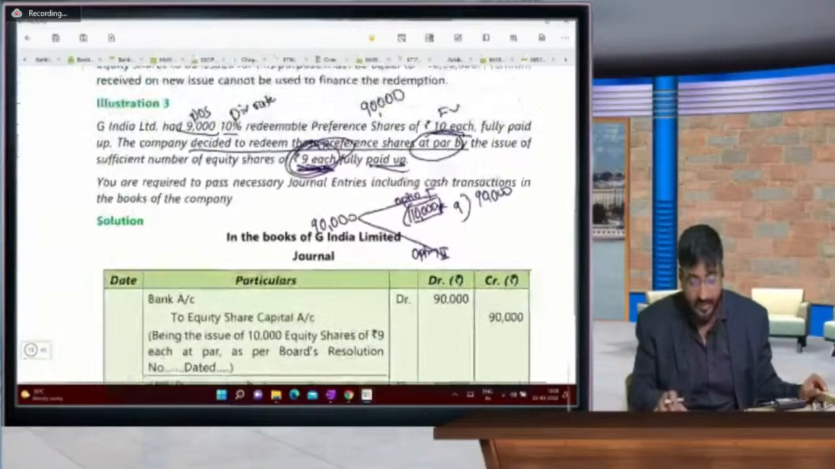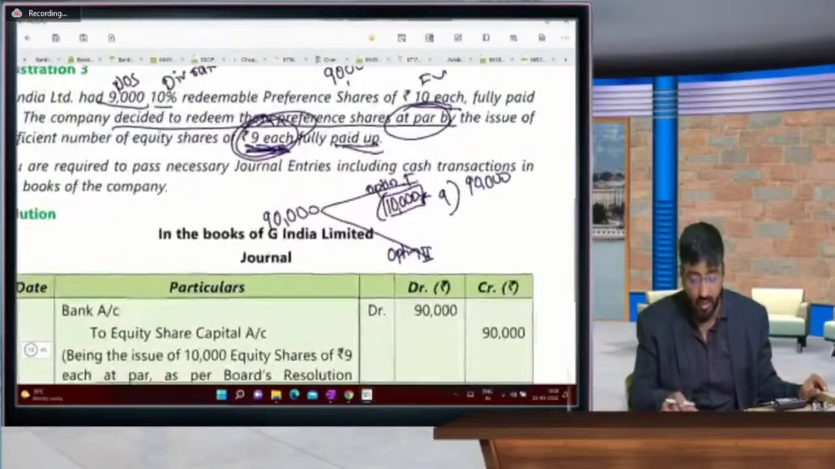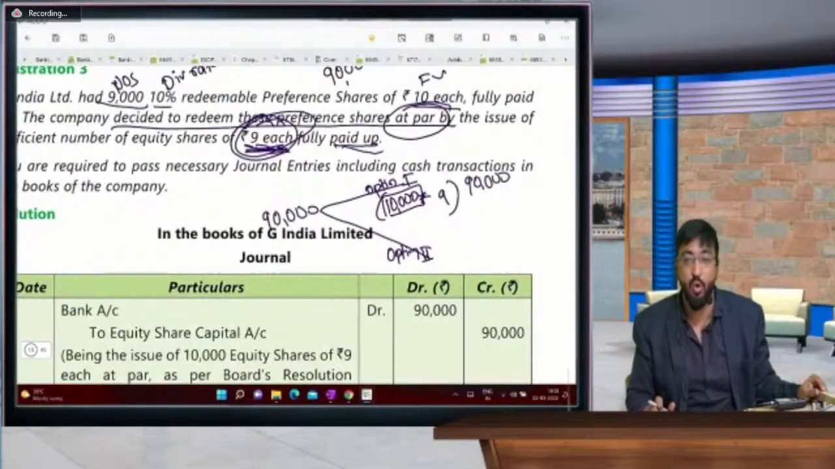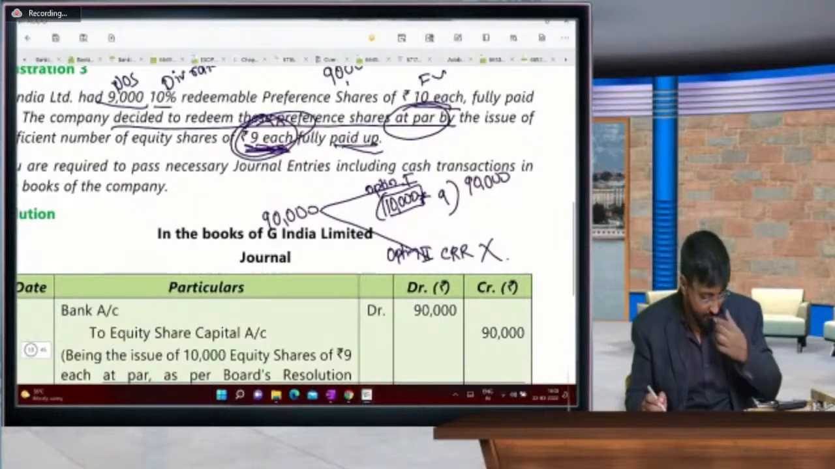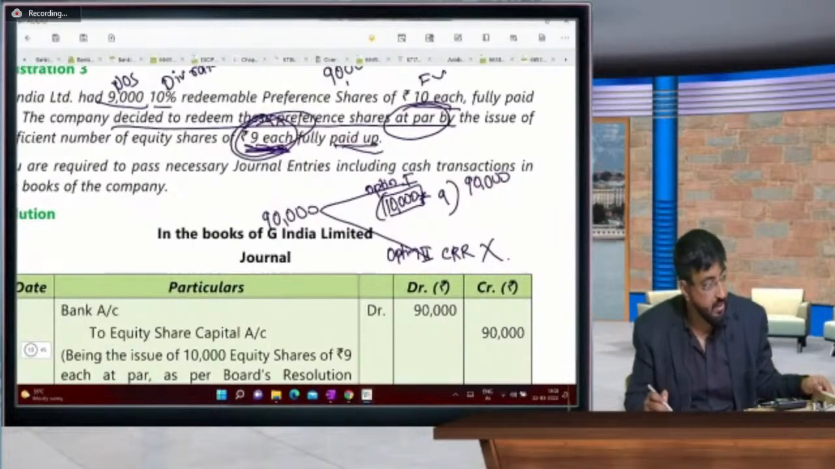So this is a C category question. You can draw the diagram. 90,000 you have to maintain. But remember, shares cannot be issued at discount. Option number 2, CRR, no. Still a big no. So beta, which option are we using? Very good. So we are using option number 1.